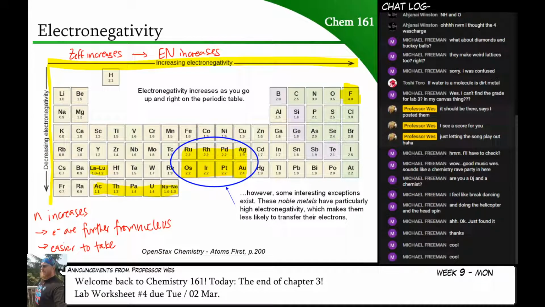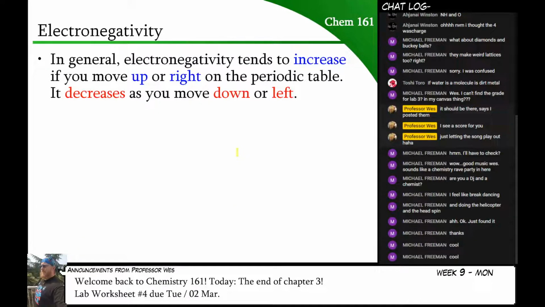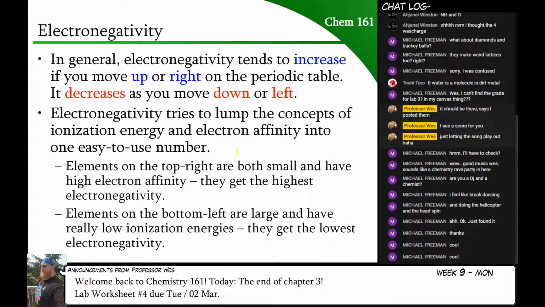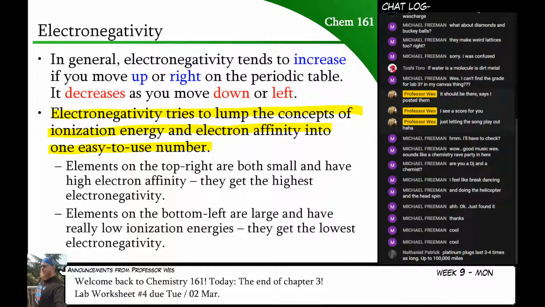And that's obviously bad. So some elements are capable of resisting electron transfer. And those elements tend to be in this region right here. So there's our summary of our trends. And again, electronegativity tries to lump the concepts of all of the quantum mechanics stuff that we talked about into this nice, convenient number.